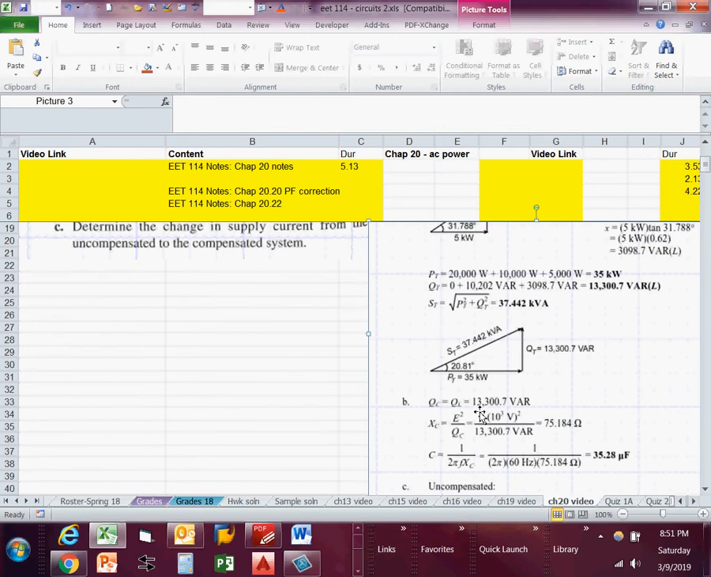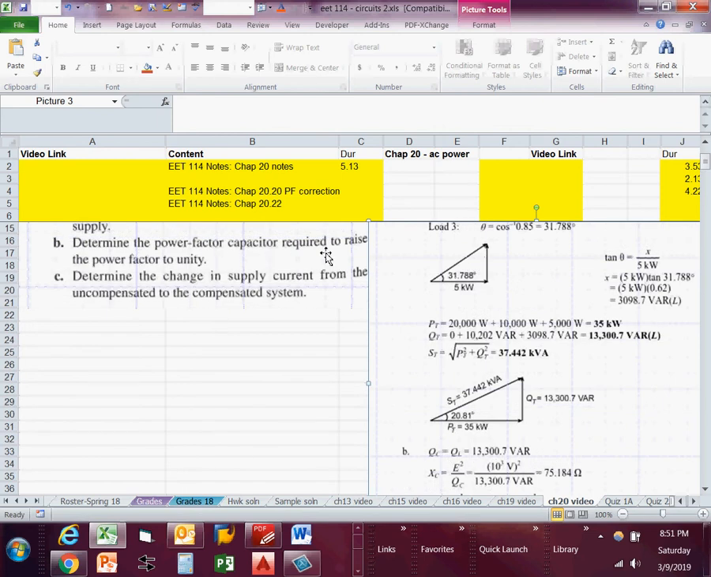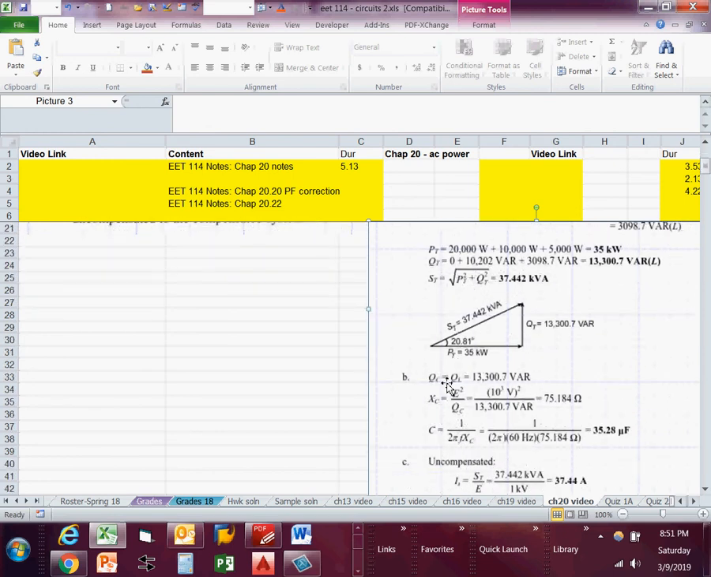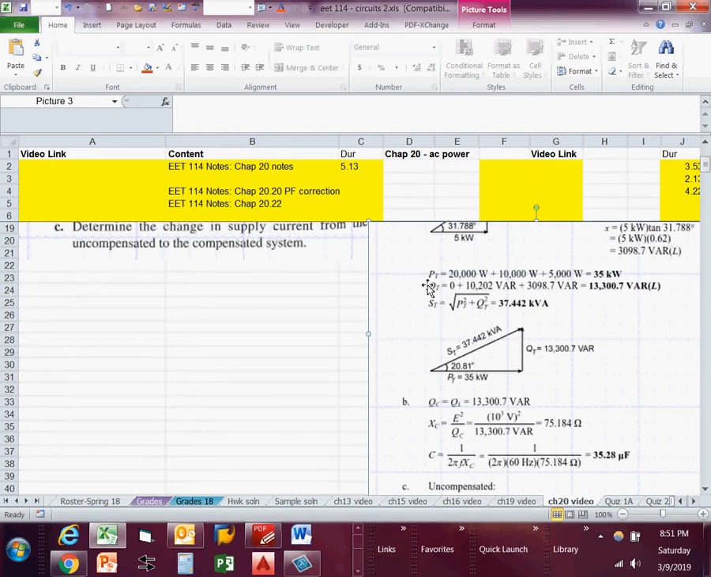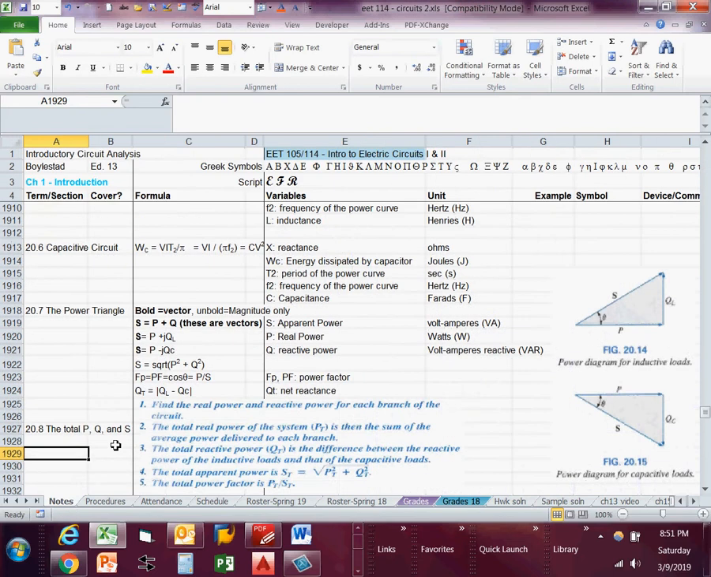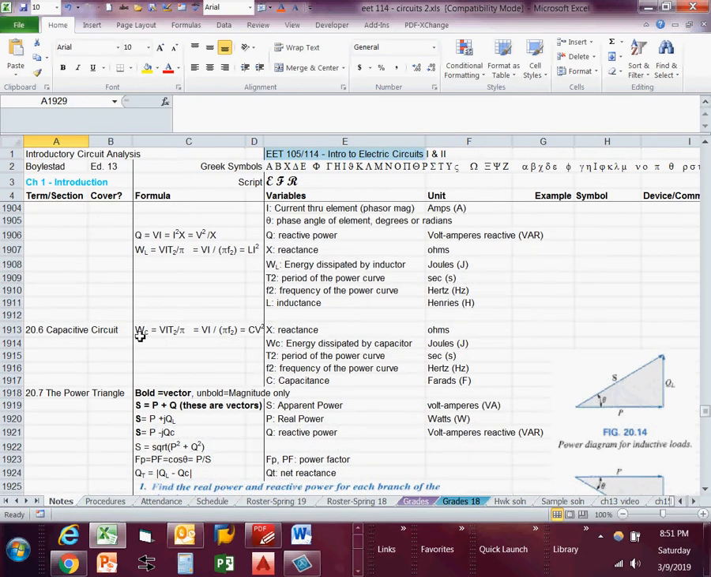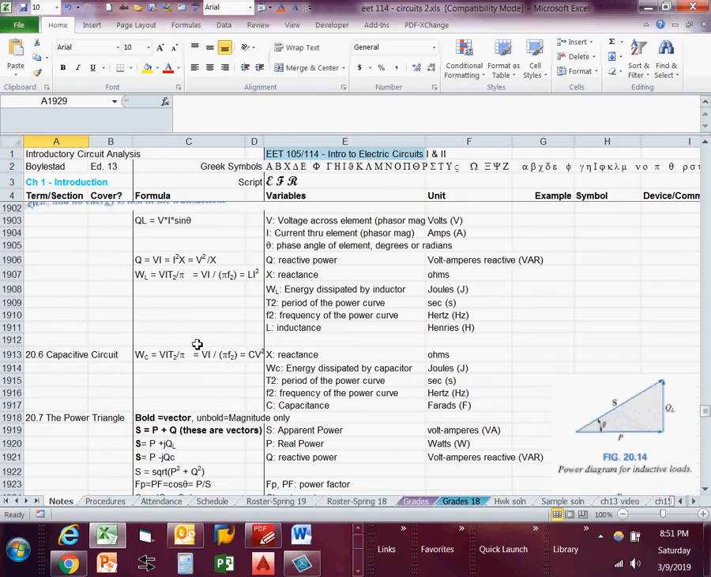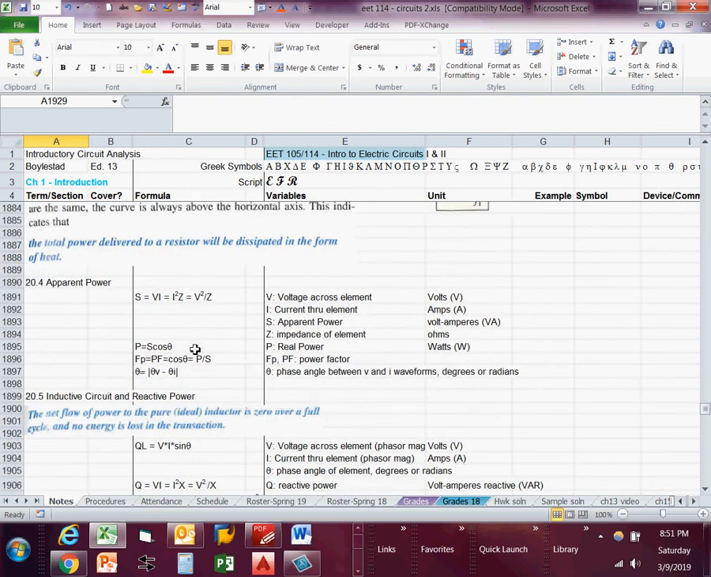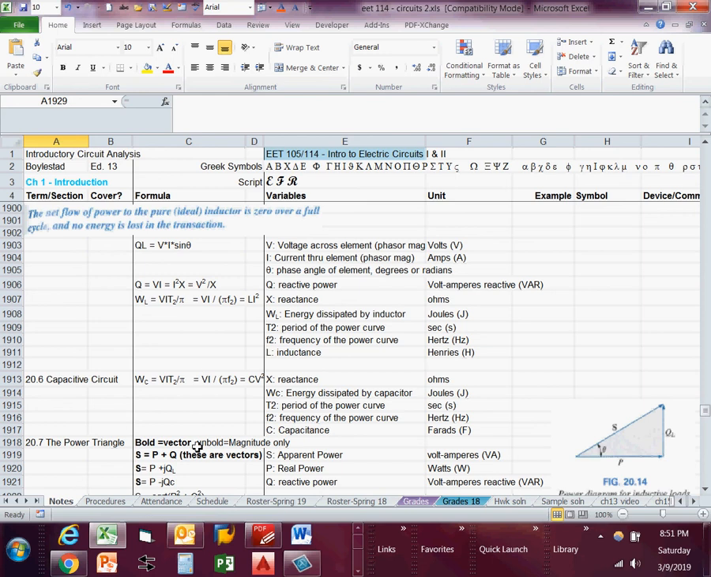So then part B says determine the power factor capacitor required to raise the power factor to unity. So basically you have to balance out the Q's. You figured out the Q total here was 13,300.7 vars inductive. So you want Q sub C to equal that. So from that other formula that I showed you guys, this formula here, C V squared, the power, and then inductive circuit or a capacitive circuit.